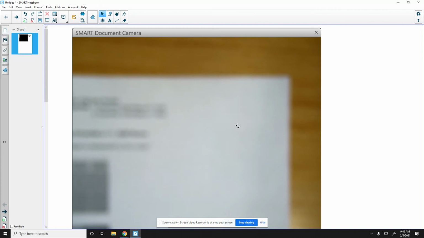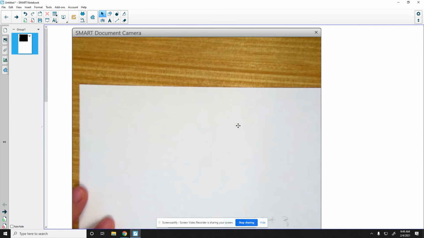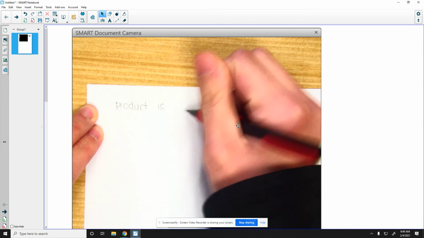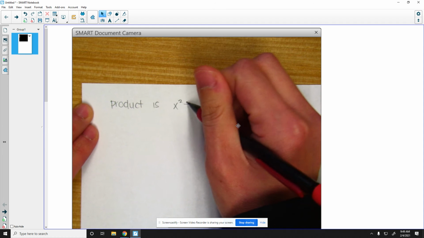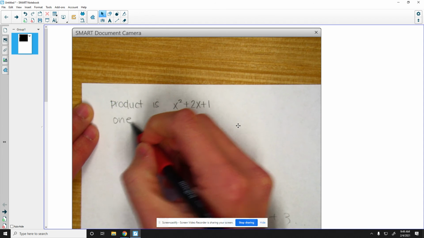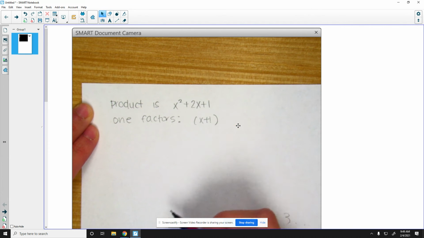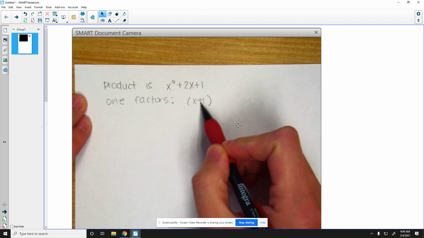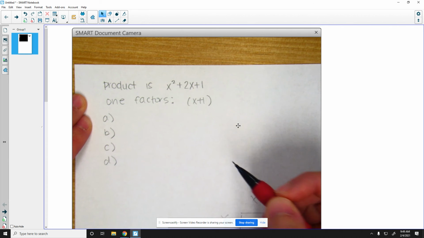Okay. So let's say that the question says the product is x. You don't need to write this down, but just look, okay? If I were to say the product is x squared plus 2x plus 1, I just made something up, and one of the factors is x plus 1, what's the other factor? If they're asking me this, what are they essentially asking me?